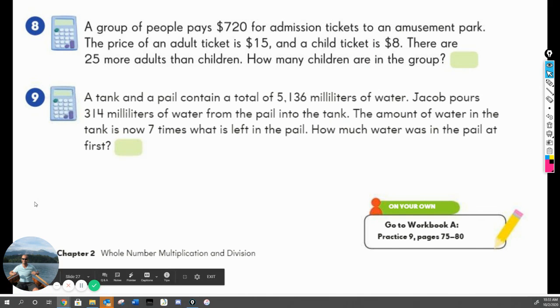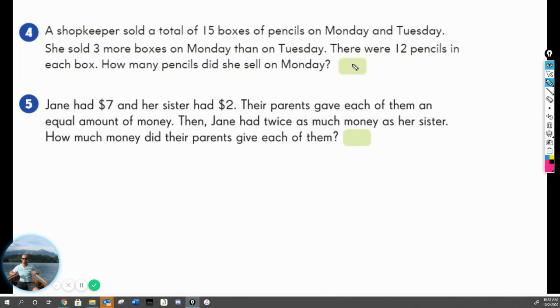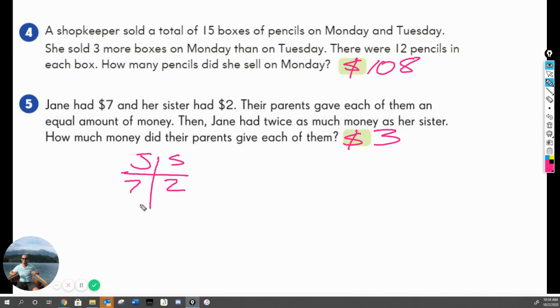Oh! Here we go. Did you pause? Did you solve? Oh, this is one of those where a table would work. Jane and her sister, 7 and 2. And then what's it take so they have twice the amount of money? Is 10 and 5. Boom, boom, boom.